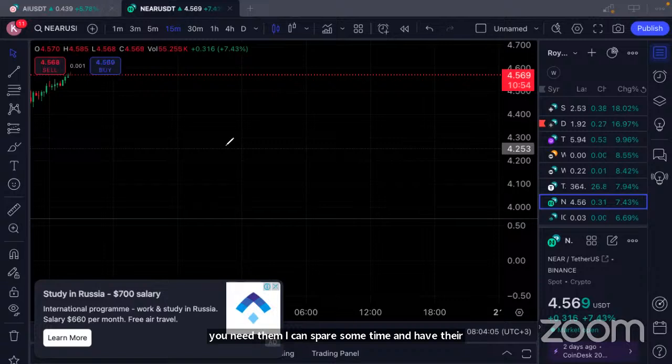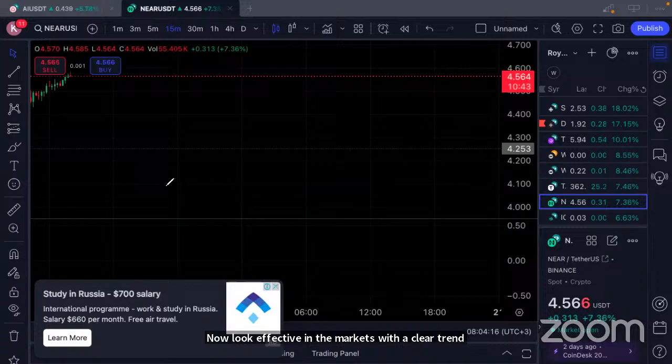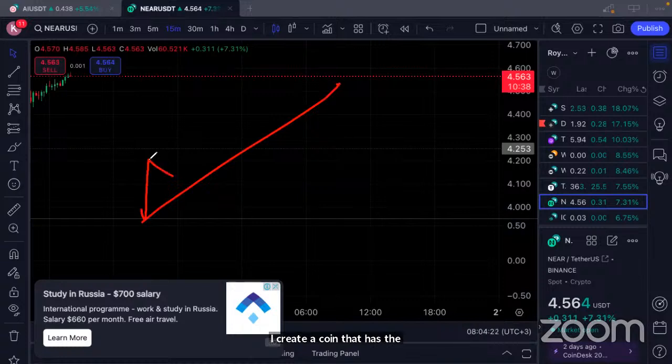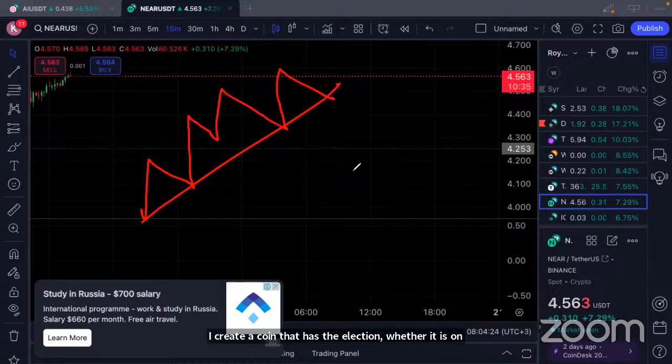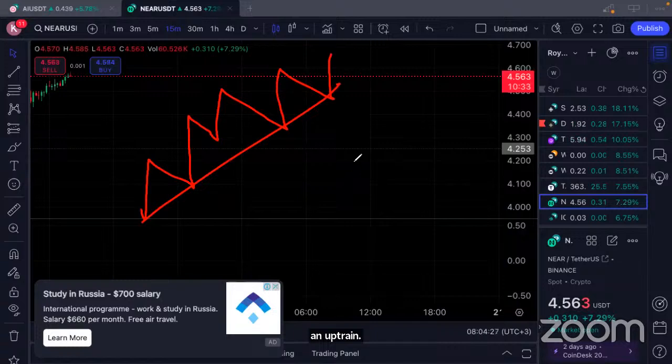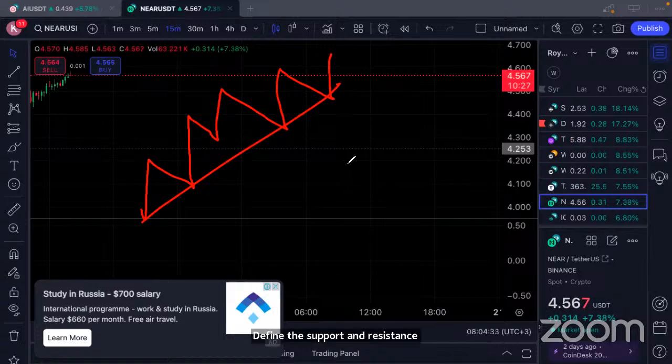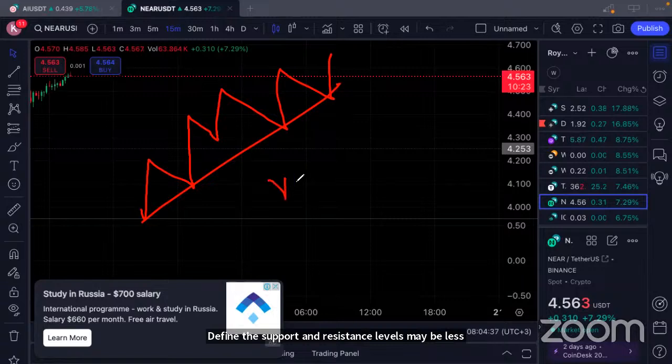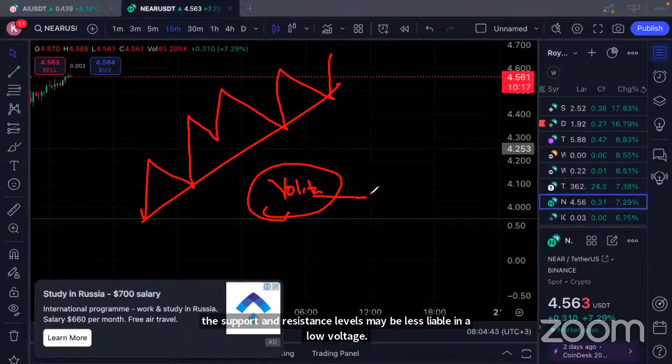But the third point, valuable insights in the market dynamics: pivot points are most effective in markets with a clear trend, a coin that has clear direction, whether it is on an uptrend or a downtrend. With clear trends, defined support and resistance levels work well, but may be less reliable in a low volatility market. Do not use these in a coin that is very slow, that has low volatility.